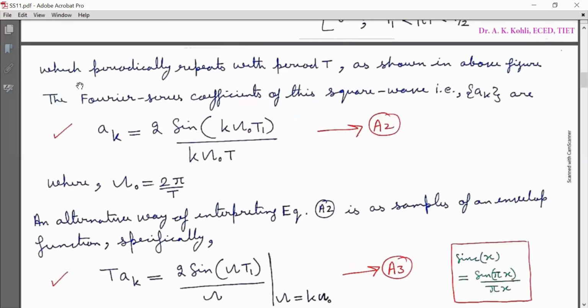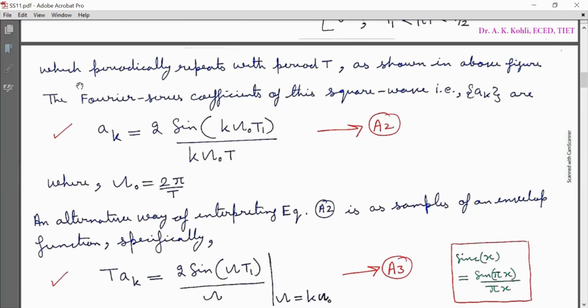Now, x̃(t) periodically repeats with period T in x(t) as shown in the above figure. The Fourier series coefficients of this square wave, that is a_k, are as represented in equation A2, which we derived in the last lecture. a_k is equal to 2 sin(kΩ0T1) divided by kΩ0T. Mark it as equation A2, where Ω0 is equal to 2π by T.